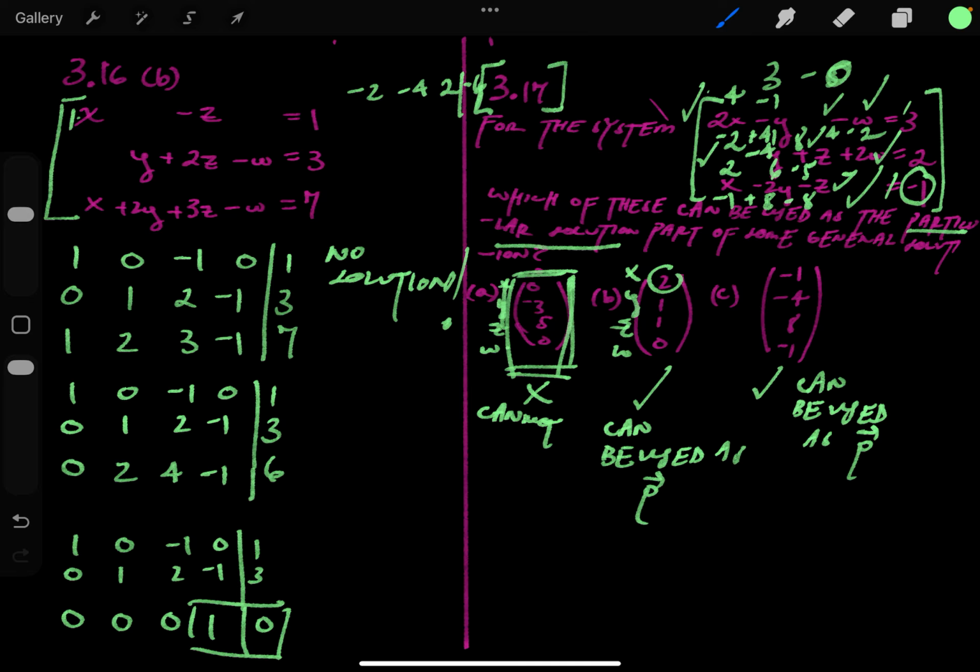And that's how you answer these questions. You just have to check to see if these are solutions to the system. Then they're particular solutions to the system, so they can be used as P.